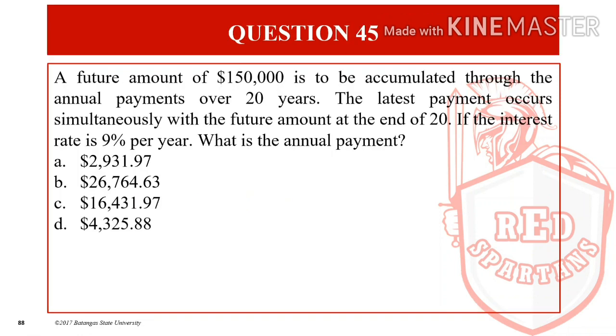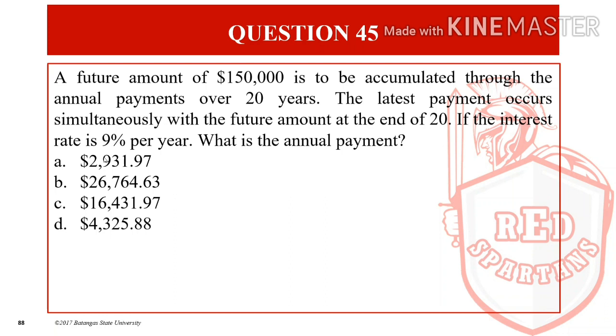Question number 45. A future amount of $150,000 is to be accumulated through annual payments over 20 years. The latest payment occurs simultaneously with the future amount at the end of 20 years. If the interest rate is 9% per year, what is the annual payment? What we need to find is A, or the annuity. Since it is at the end, we will use the ordinary annuity. We are given a future amount.